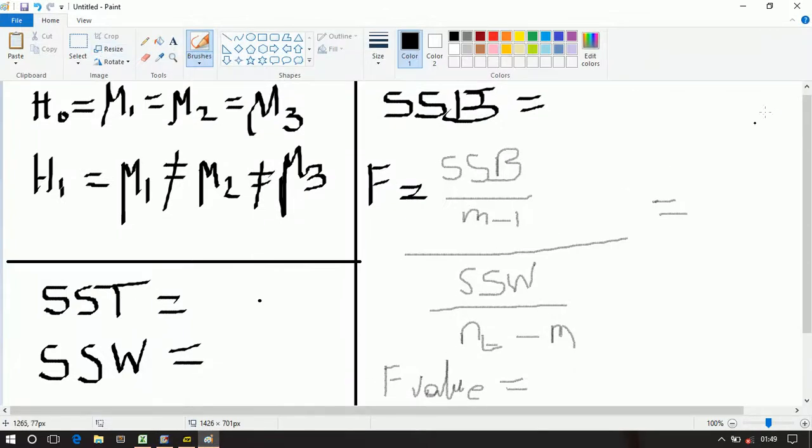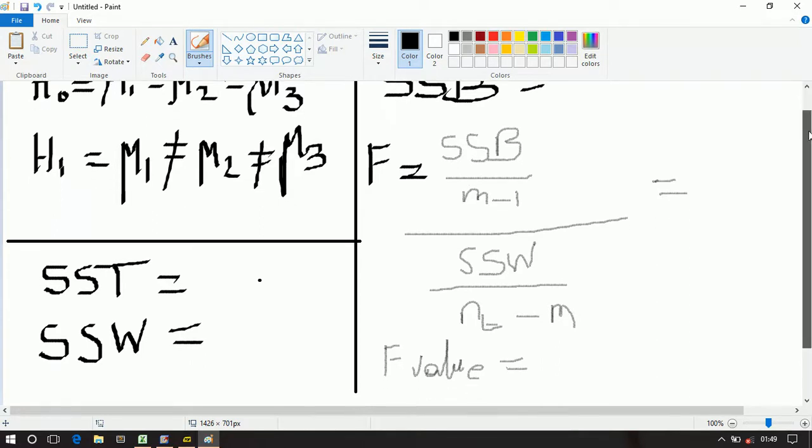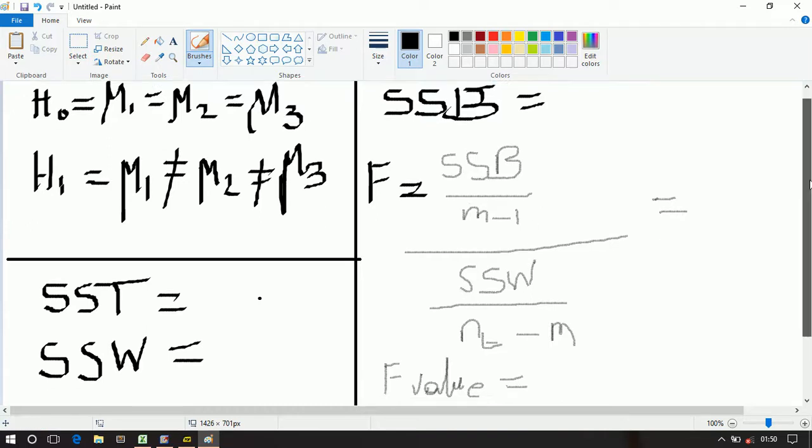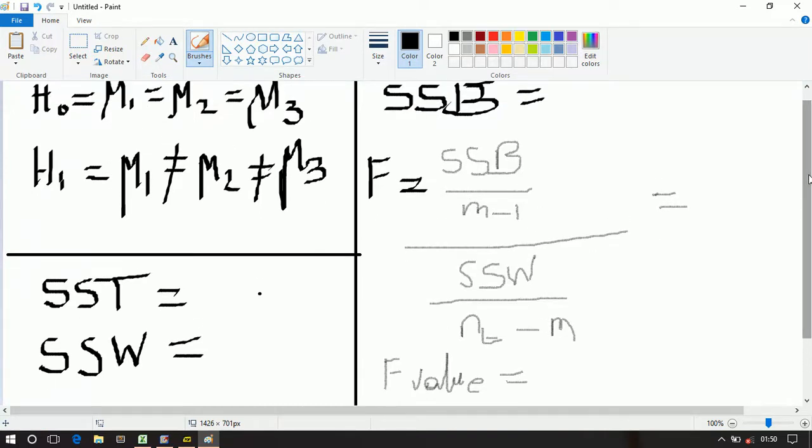Here I have already written the manual steps that are involved in ANOVA. If you see, we have only 5 steps, which are SST, SSW, SSB, F statistics and F value. SS stands for sum of squares. So sum of squares total, sum of squares within and sum of squares between. That's what SSW and SSB mean. And for ANOVA, the null hypothesis is means are equal and the alternative hypothesis is means are not equal.